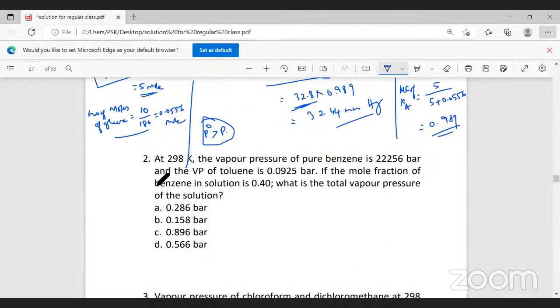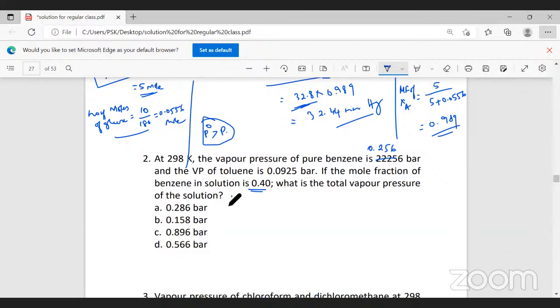At 298 Kelvin, the vapor pressure of benzene is 0.256 bar. I typed it wrong earlier. Bar is also a unit for expressing pressure. And the vapor pressure of toluene is 0.0925 bar. If the mole fraction of benzene is 0.40, what is the total vapor pressure of the solution? They're asking what is the total vapor pressure of the solution.